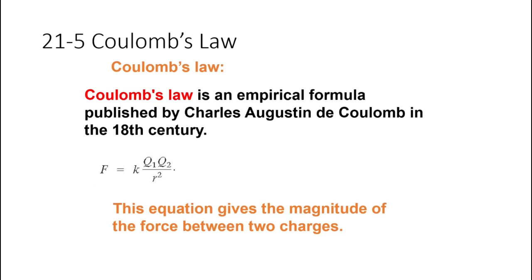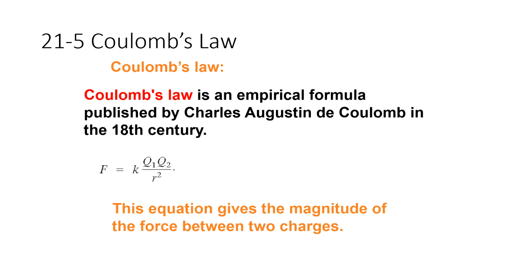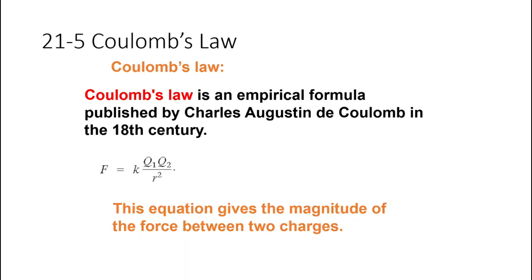Coulomb's law is an empirical law. This is what Charles-Augustin de Coulomb did in the 18th century. He did the experiment and then he verified it with this mathematical model. So he found out this formula. What reminds you of this formula? It is the same thing as gravitational force.